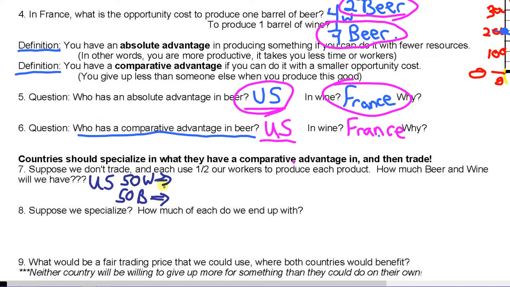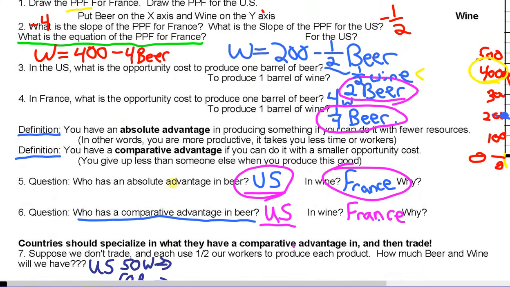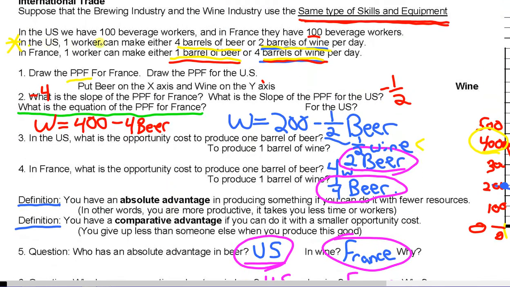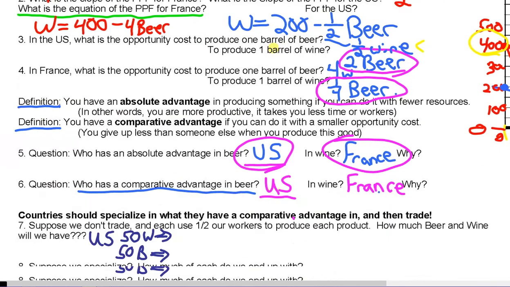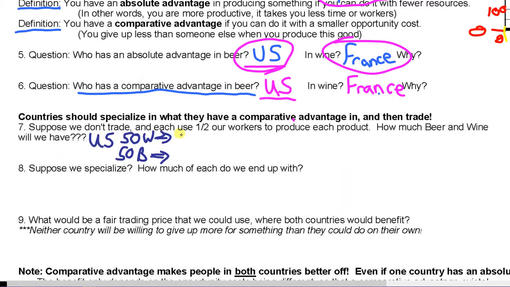How much wine will we end up with? Well, one worker can make 2 barrels of wine. So that's going to be 100 barrels of wine. 50 people making beer. These 50 guys can each make 4 barrels of beer apiece, so we're going to end up with 200 beer. Okay?